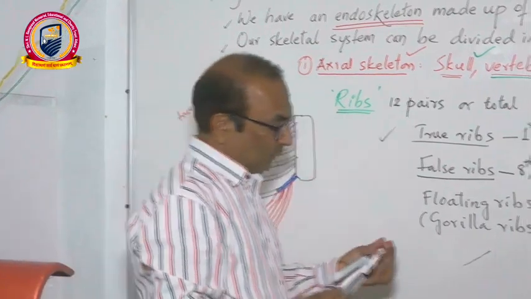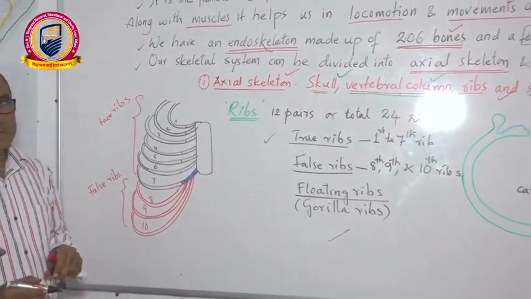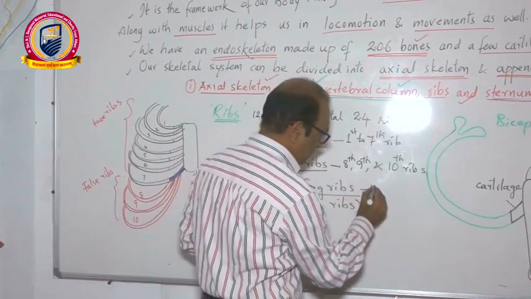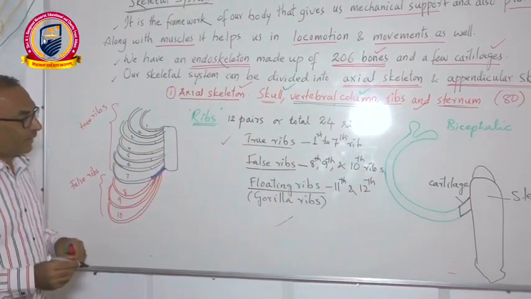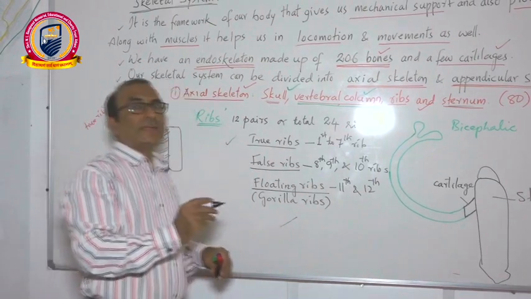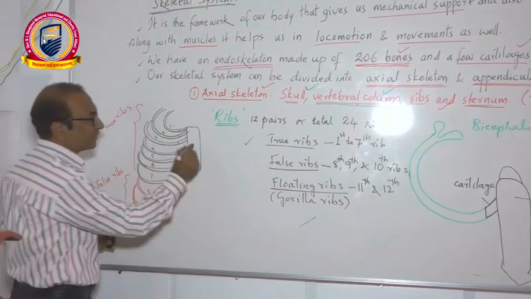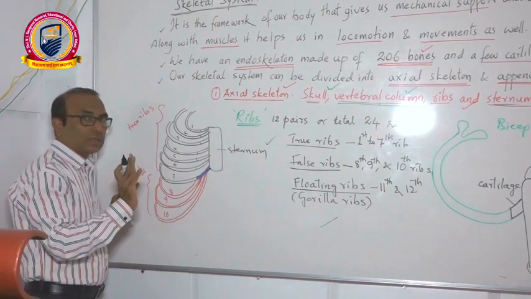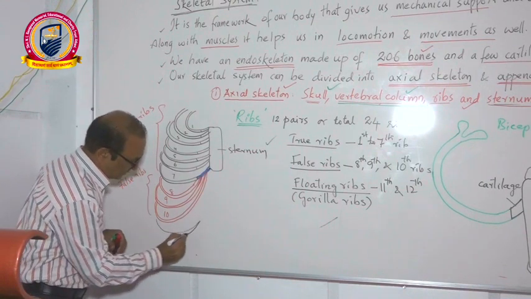And now the last remaining ones are called floating ribs, or gorilla ribs. They are 2, that is the 11th and 12th pair of ribs. 11th and 12th pair of ribs. So they are no doubt articulating with the backbone dorsally, but ventrally they are not connected to the sternum. They are not connected to the sternum, neither are they connected to the cartilage of the 7th rib. Okay, they are totally free in front like this.